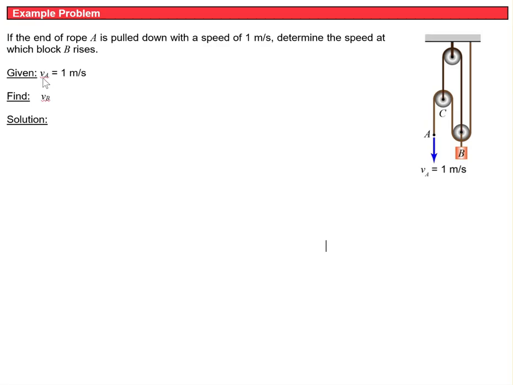All right, so we have the speed of A is 1 meter per second, and of course, because this is a dependent motion problem, when you move A, B will move. Now, a lot of these pulley systems, you can determine the answer through inspection, counting the ropes, counting the pulleys. But we want to develop a technique that will not only solve simple problems, but more complex problems.